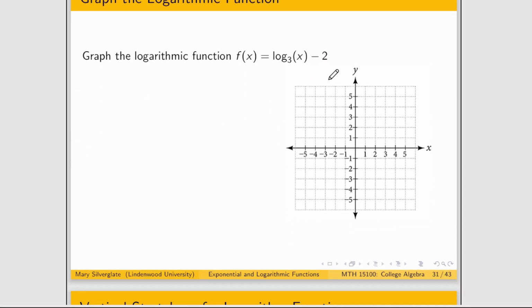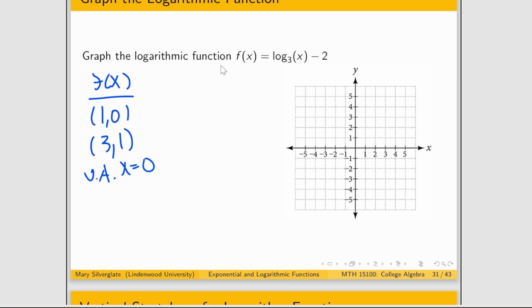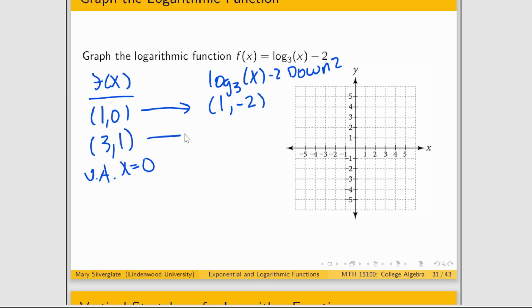Go ahead and pause your video and see if you can plot this yourself. So remember, on the original here, we're going to have the points (1, 0) and (3, 1), which you either can know from knowing that (1, 0) and (base, 1) are points, or you could have formally made your table. And we have a vertical asymptote at x equals 0. For our transformed function, what type of transformation is this? That moves down 2. So in particular, that now is going to change our y values. So (1, 0) moves to (1, negative 2), (3, 1) moves to (3, negative 1), and our vertical asymptote stays in the same place.